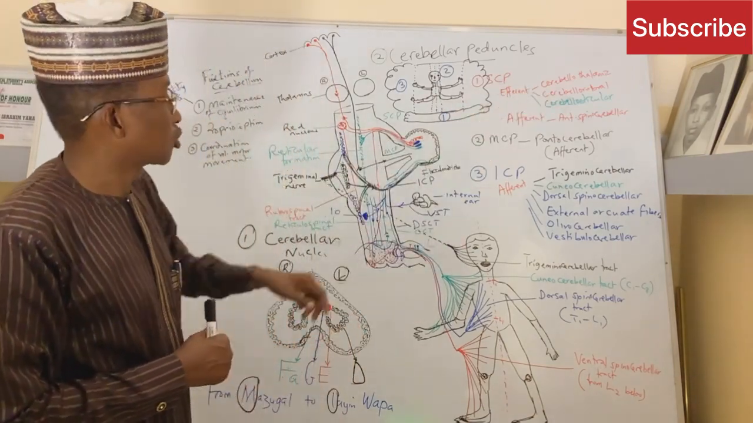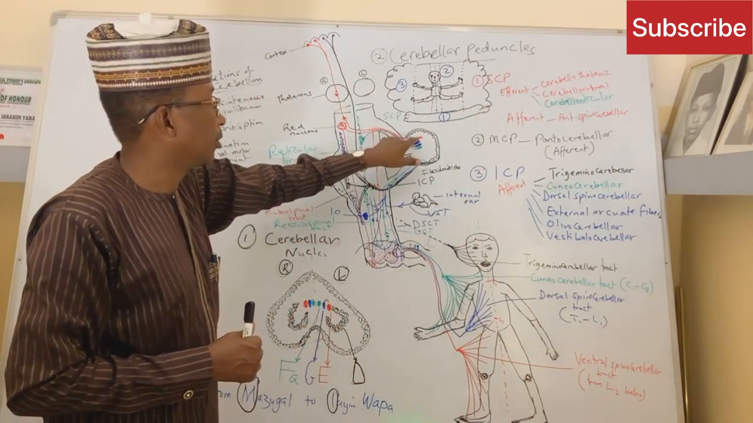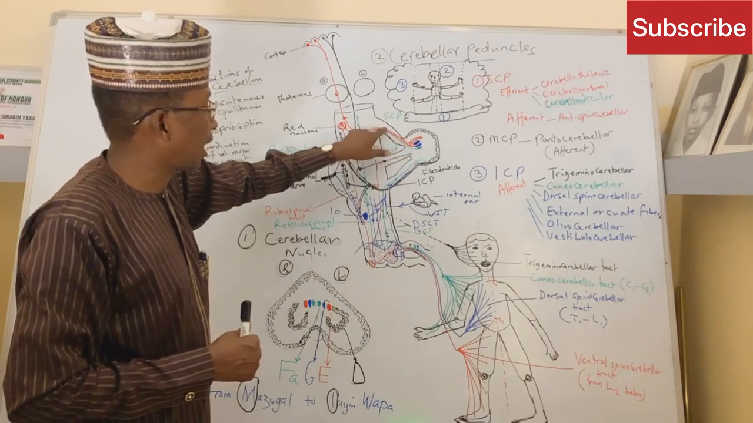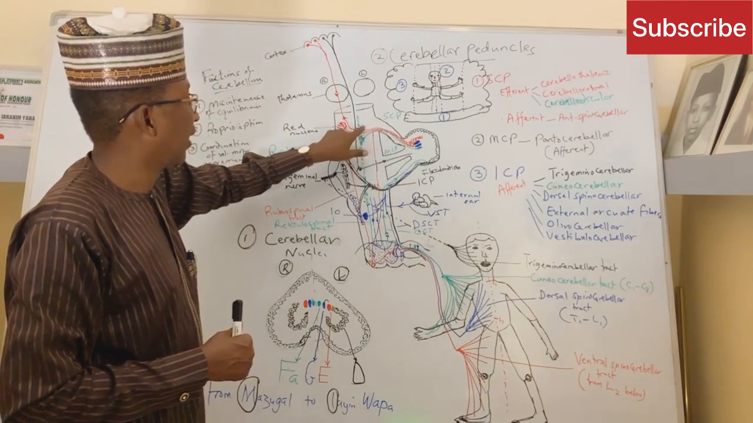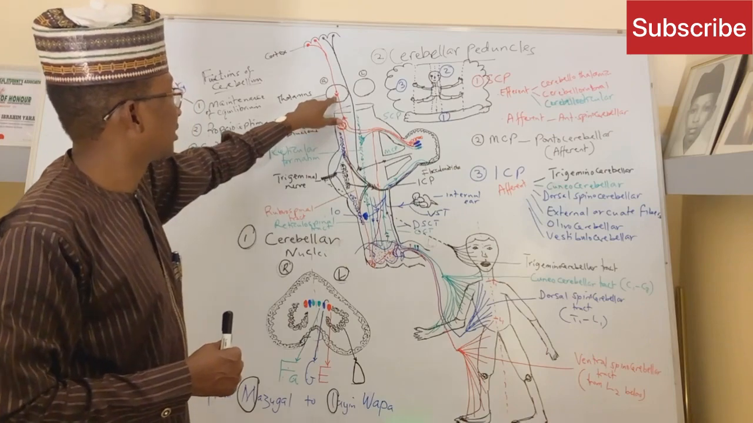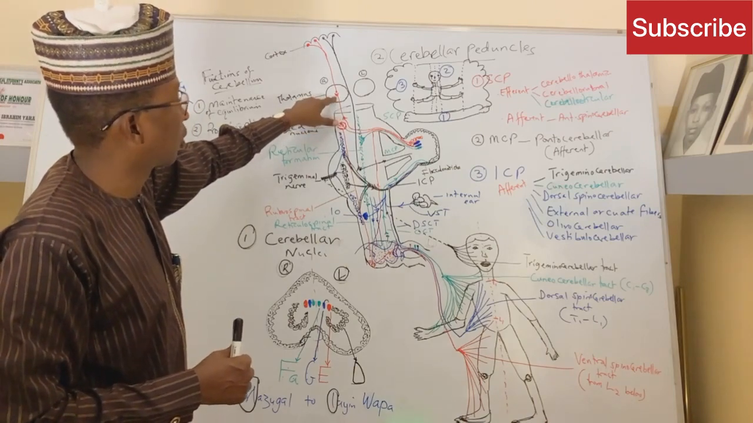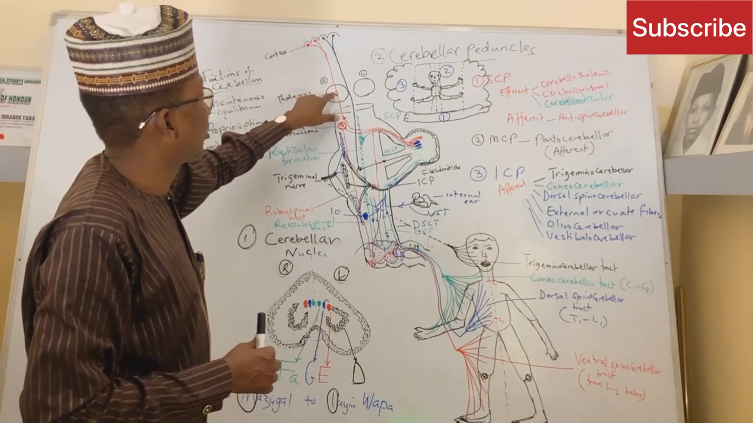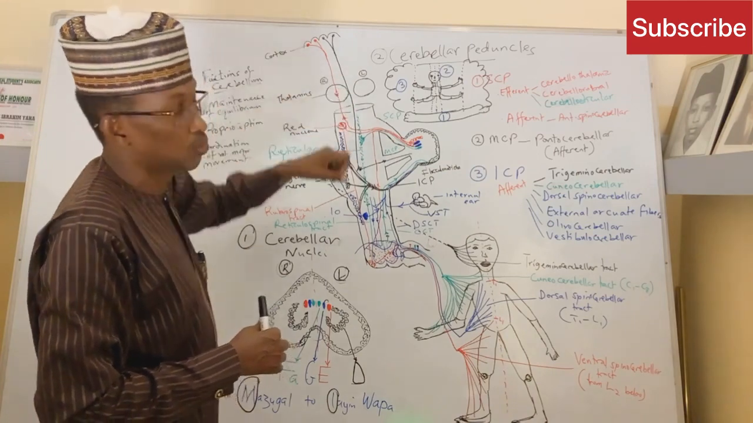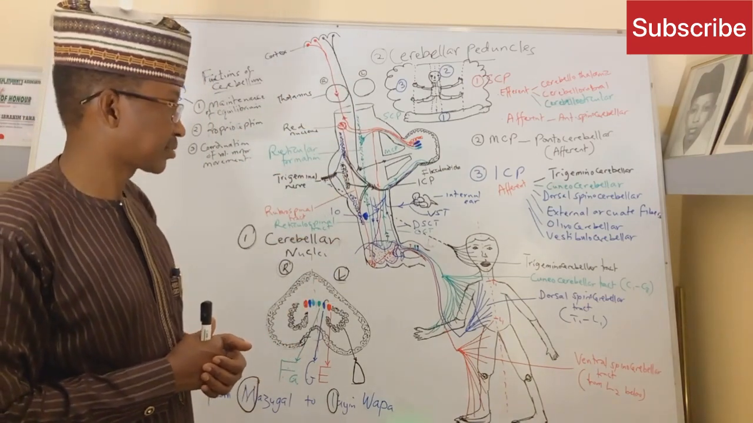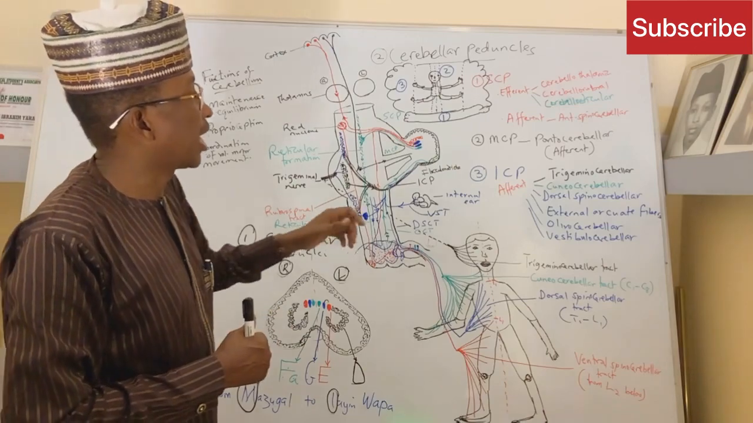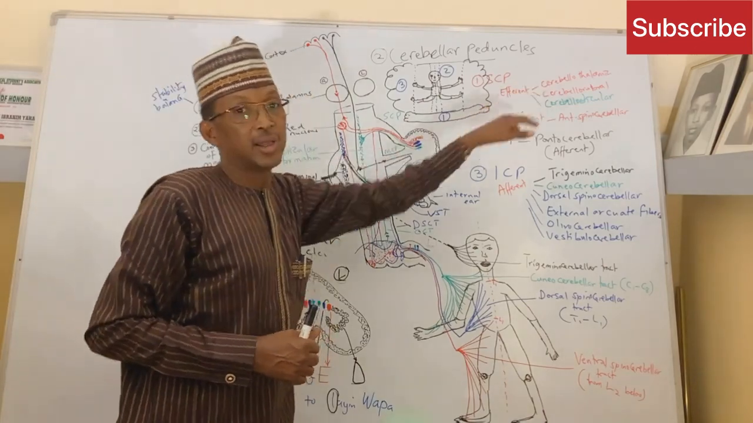cerebellothalamic fibers. These cerebellothalamic fibers begin from the dentate nucleus, pass through the superior cerebellar peduncle, and then pass to the thalamus. So they can be called cerebellothalamic, and from the thalamus they now ascend up into the cerebral cortex. Similarly, we have the cerebellorubral fibers.